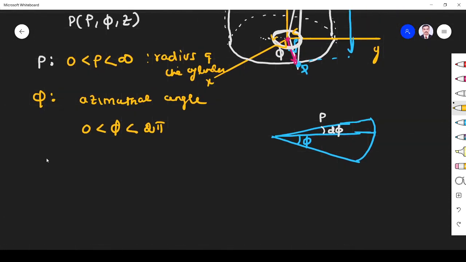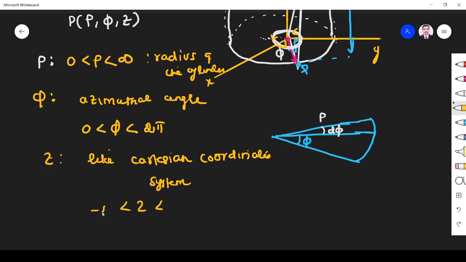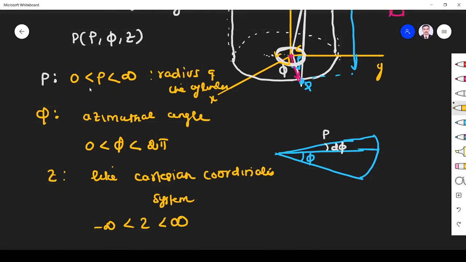What is z? Z is the same as z in the Cartesian coordinate system, the differential length along the z-axis. We know that z varies from minus infinity to plus infinity in Cartesian, so here also it will vary like that. So we have three parameters in the cylindrical coordinate system: rho, which varies from 0 to infinity, and phi, which varies from 0 to 2 pi.